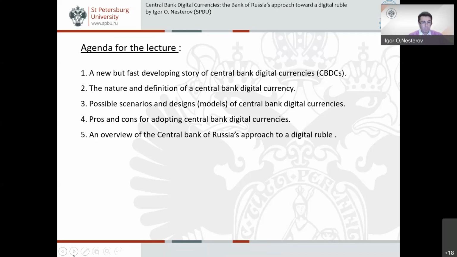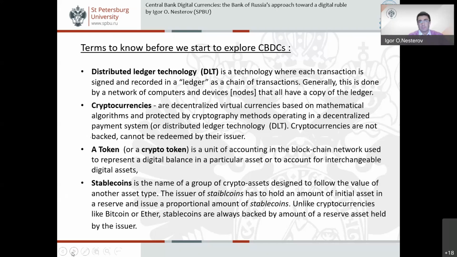However, before we start to explore central bank digital currencies, we have to define some specific terms that are quite frequently used in digital daily life. So these terms are distributed ledger technology, or DLT in short, cryptocurrencies, tokens or crypto tokens, and stable coins. So we will use these terms today as well. Let's start with distributed ledger technology.